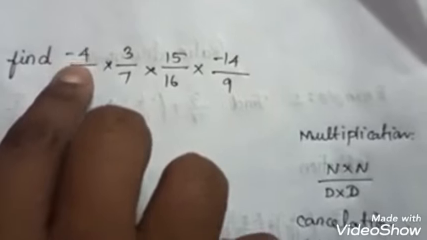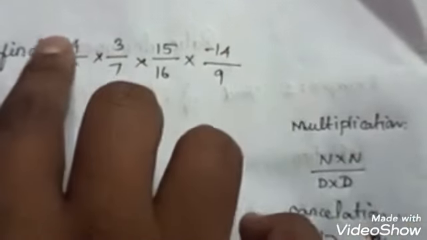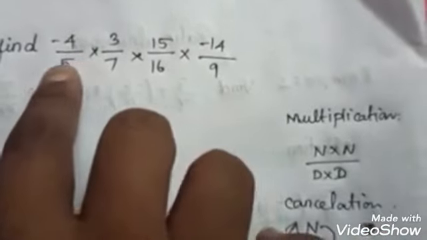You have to multiply minus 4 into 3 into 15 into minus 14, all the numerators. The same way, all the denominators you have to multiply. And the cancellation process: you have to cancel a numerator by a denominator, or a denominator by a numerator. You no need to cancel numerator to numerator, denominator to denominator. It is the opposite condition. In multiplication, you follow numerator to numerator, denominator to denominator. But in cancellation, numerator to denominator, denominator to numerator.